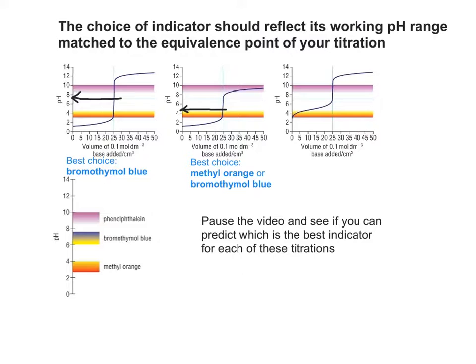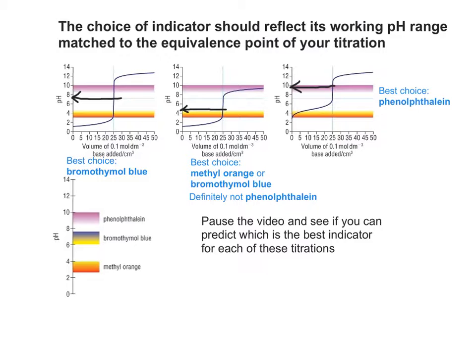In the second one, it's a bit difficult, isn't it? Because the middle of the equivalence point could be either methyl orange or bromothymol blue. Perhaps bromothymol blue is the best one here as well. It's hard to tell, isn't it? But you can see the actual choice you're having to make. But it should be quite easy to see that it's definitely not phenolphthalein. And the reason for that is because phenolphthalein's range sits well outside the equivalence point.